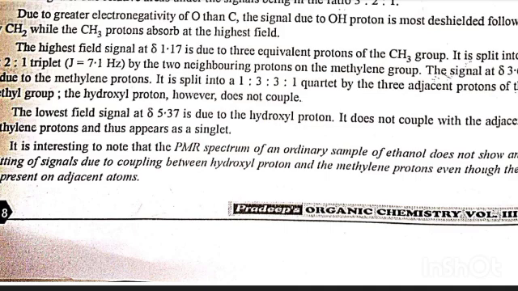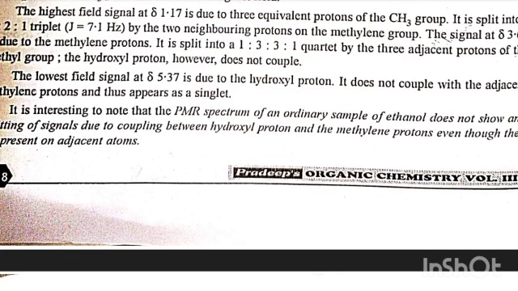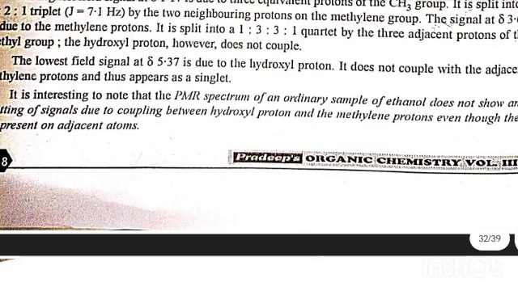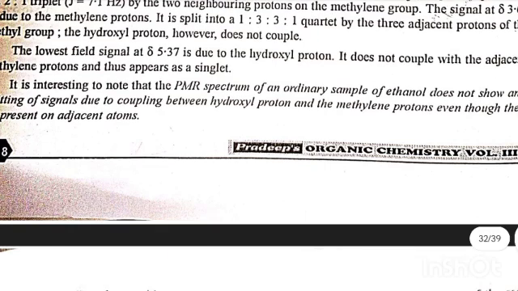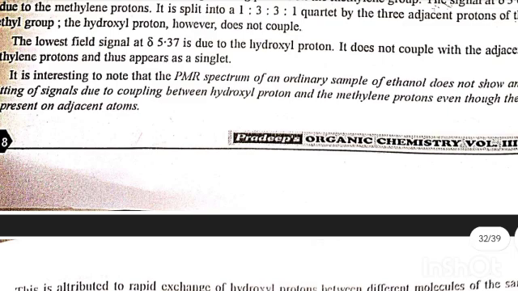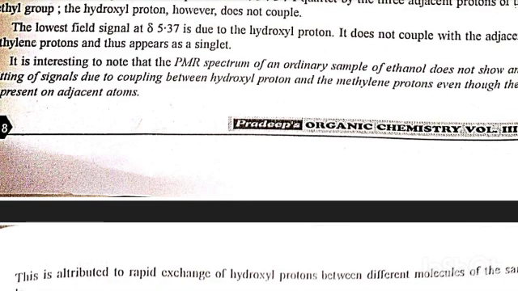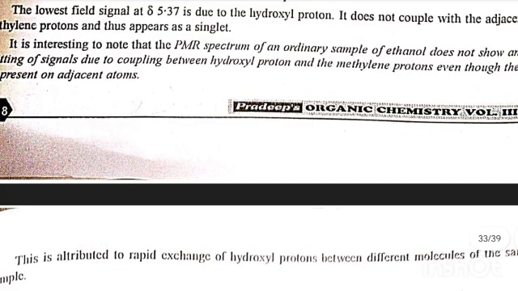The highest field signal at delta 1.17 is due to three equivalent protons of the CH3 group. It is split into a 1:2:1 triplet by the two neighboring protons on the methylene group. The signal at delta 3.62 is due to the methylene protons. It is split into a 1:3:3:1 quartet by the three adjacent protons of the methyl group. The hydroxyl proton, however, does not couple. The lowest field signal at delta 5.37 is due to the hydroxyl proton. It does not couple with the adjacent methylene protons and thus appears as a singlet.